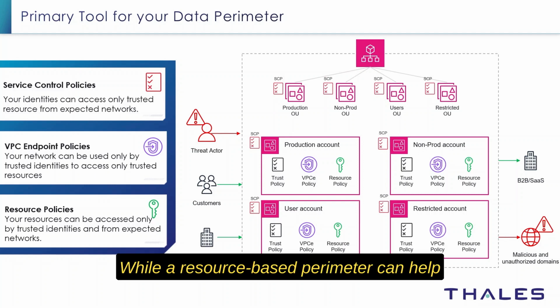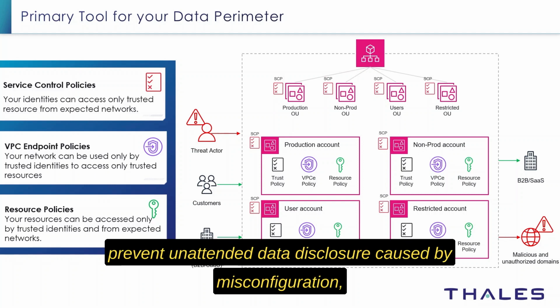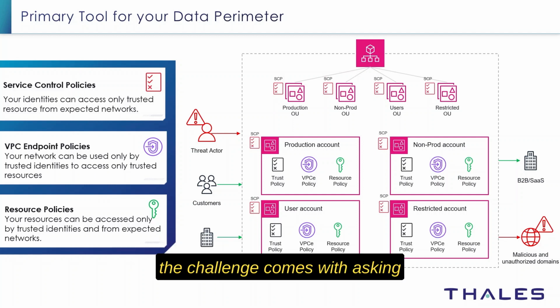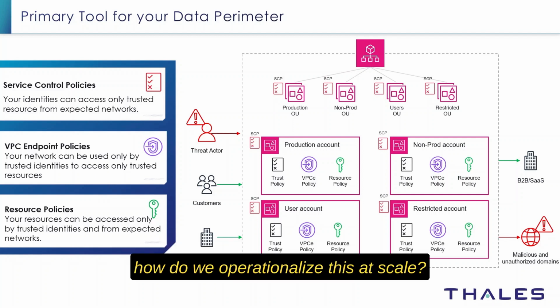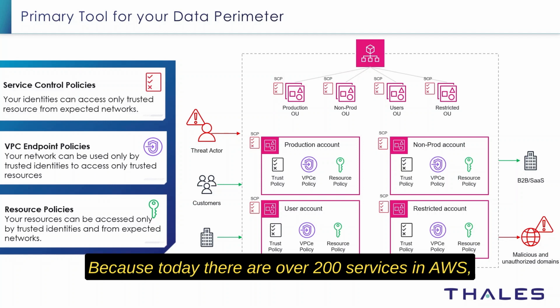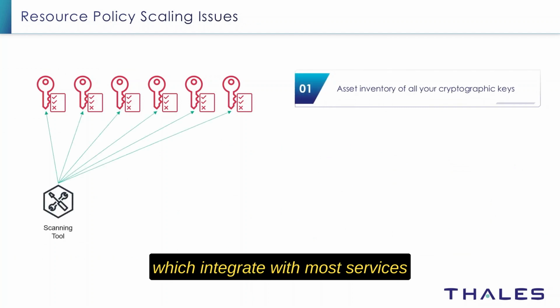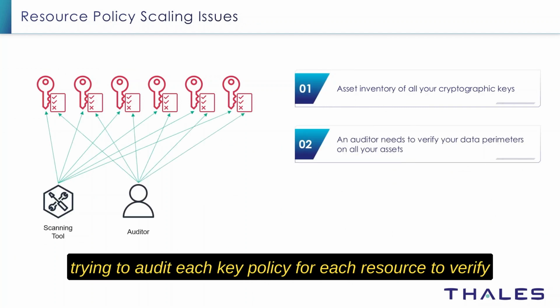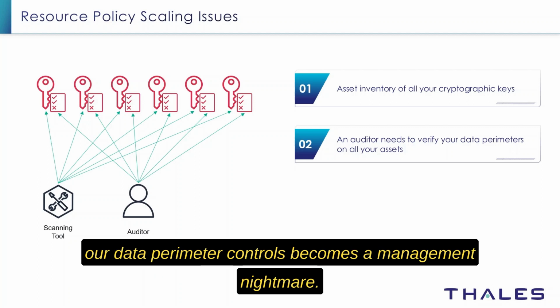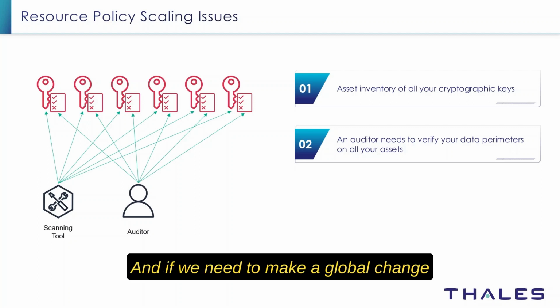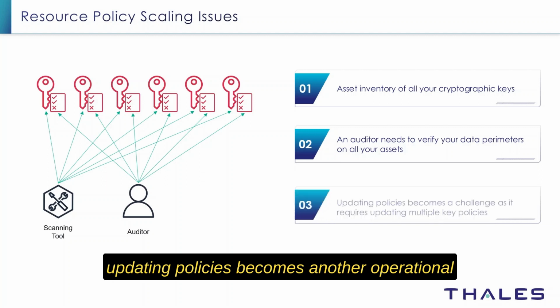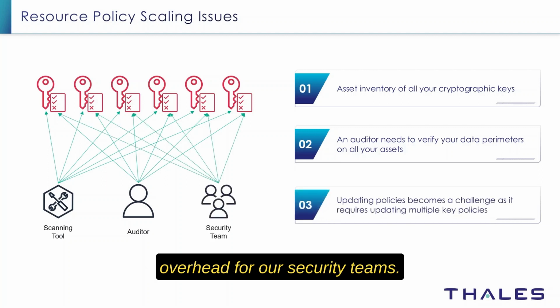While a resource based perimeter can help prevent unintended data disclosure caused by misconfiguration, the challenge comes with asking, how do we operationalize this at scale? Because today there are over 200 services in AWS, and even if you try to use KMS keys, which integrate with most services, trying to audit each key policy for each resource to verify our data perimeter controls becomes a management nightmare. And if we need to make a global change, updating policies becomes another operational overhead for our security team.